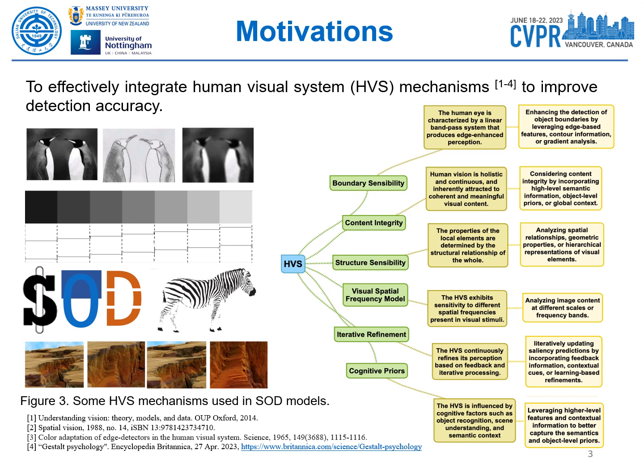An intuitive solution for addressing this problem is to explore the mechanisms of the human visual system. Here are some mechanisms which have contributed to SOD tasks: boundary sensibility, content integrity, structure sensibility, visual spatial frequency model, iterative refinement, and cognitive bias.